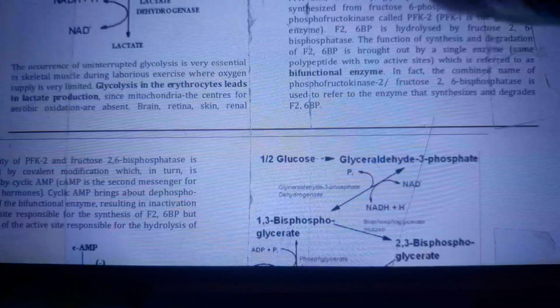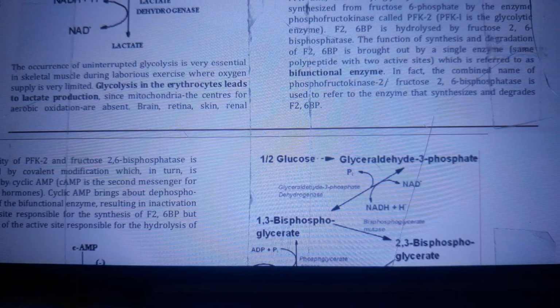Role of fructose 2,6-bisphosphate. Fructose 2,6-bisphosphate, or F2,6-BP, is considered to be the most important regulatory activator for controlling PFK and ultimately glycolysis in the liver. F2,6-BP is synthesized from fructose 6-phosphate by the enzyme phosphofructokinase 2, called PFK2. PFK1 is a glycolytic enzyme. F2,6-BP is degraded by fructose 2,6-bisphosphatase.